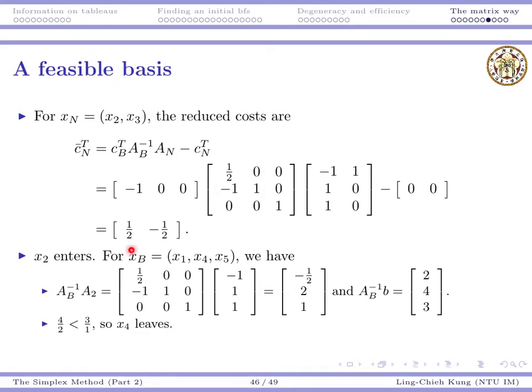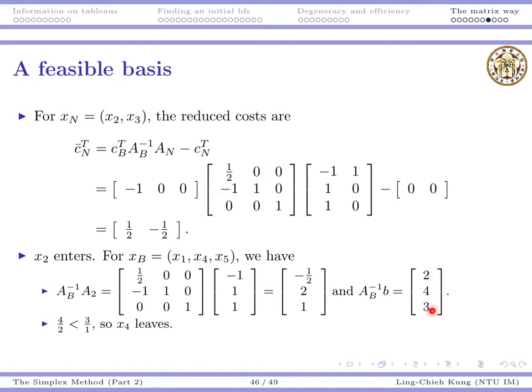And then we need to do a ratio test. So first we need to find the numerators. There are 2 things to get: the right hand side column and the entering column. Let's see the right hand side column first. We know AB inverse B should be put at the right hand side, and 2, 4, 3 are the current values of the basic variables.